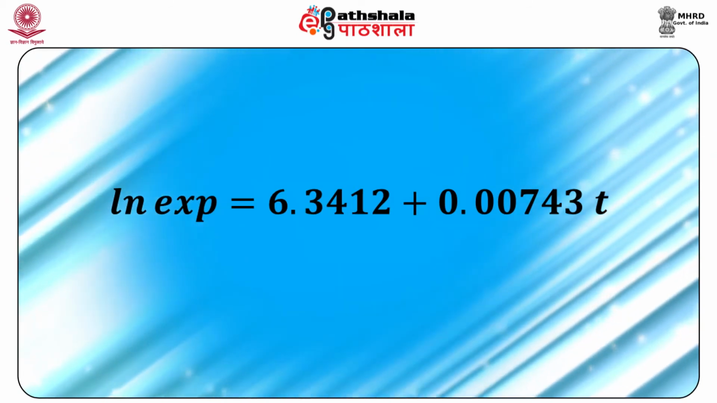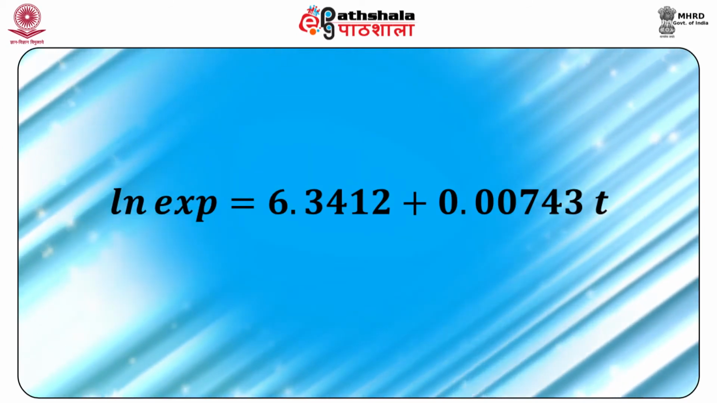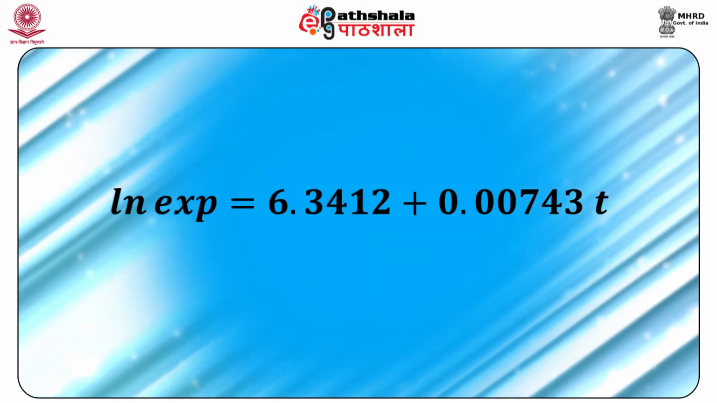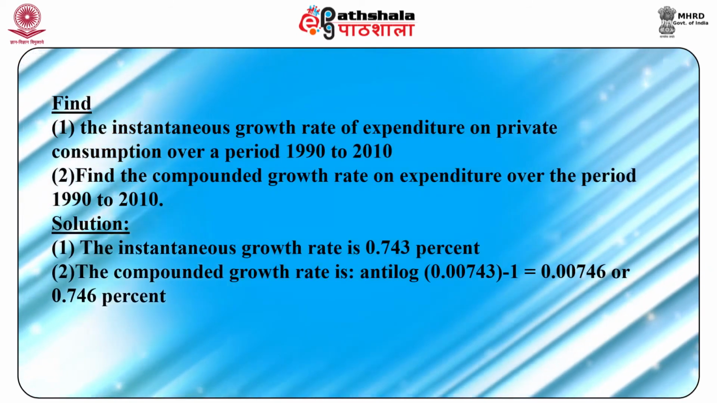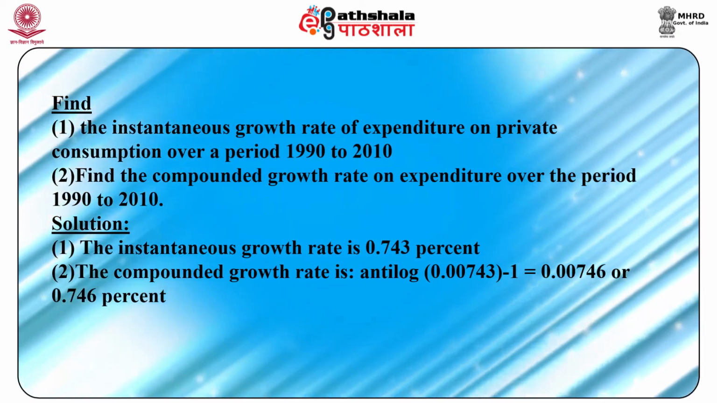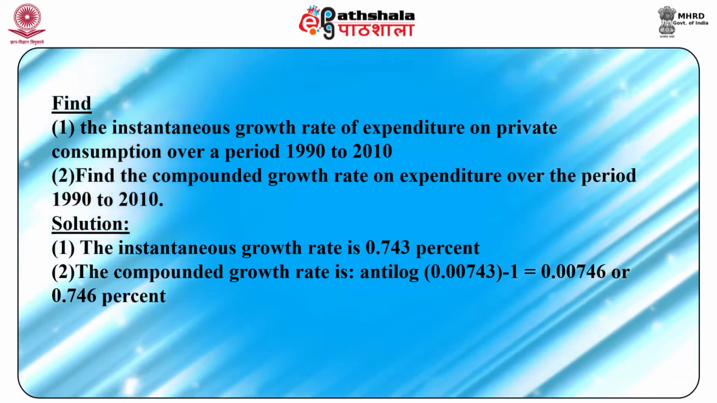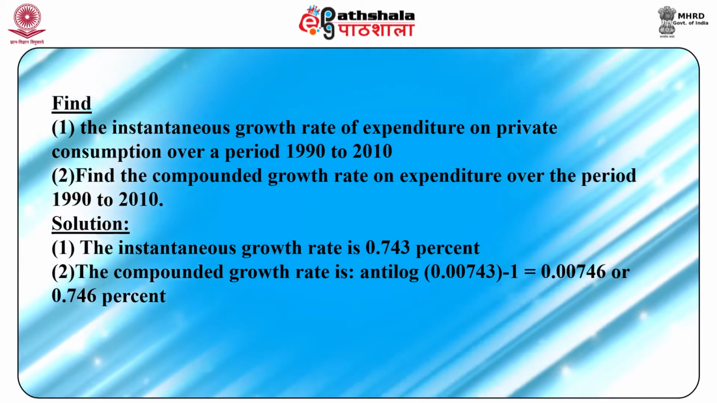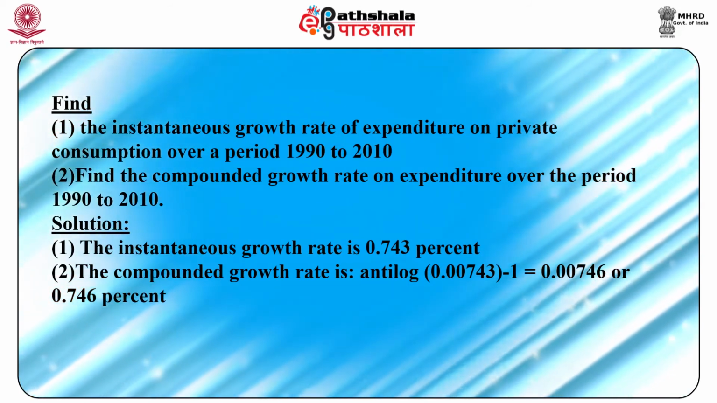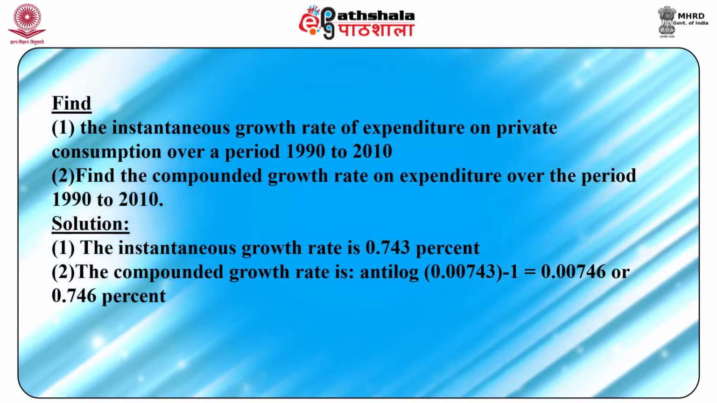In that case, the estimated equation is ln exp is equal to 6.3412 plus 0.00743 t. Now, find the instantaneous growth rate of expenditure on private consumption over the period 1990 to 2010. This is an exercise which you can do. Also, we can find the compound growth rate on expenditure over the period 1990 to 2010. Let's look at the solutions.